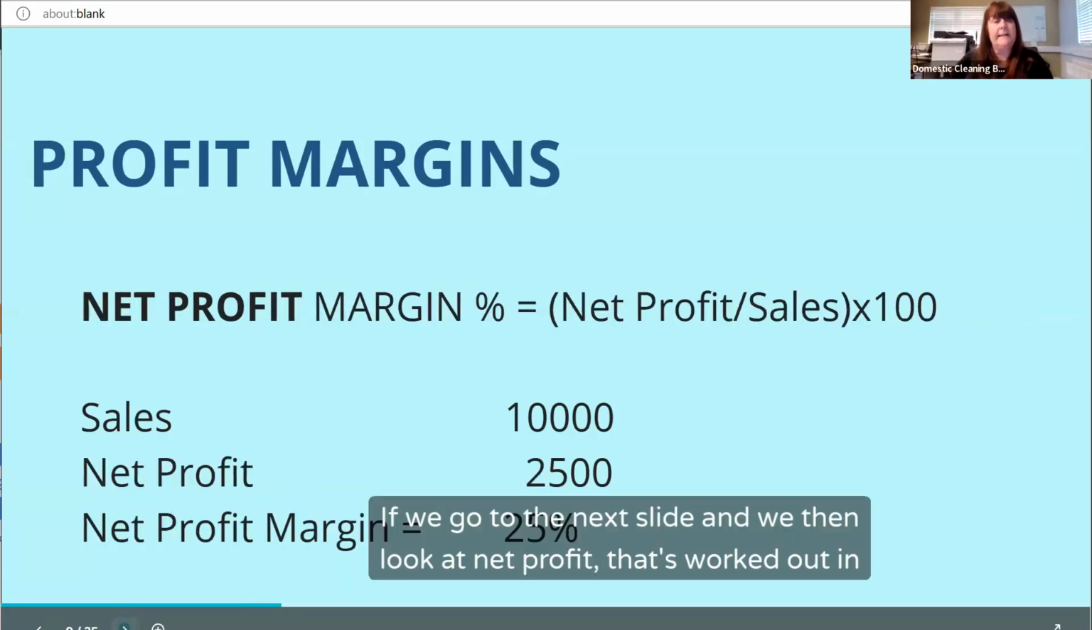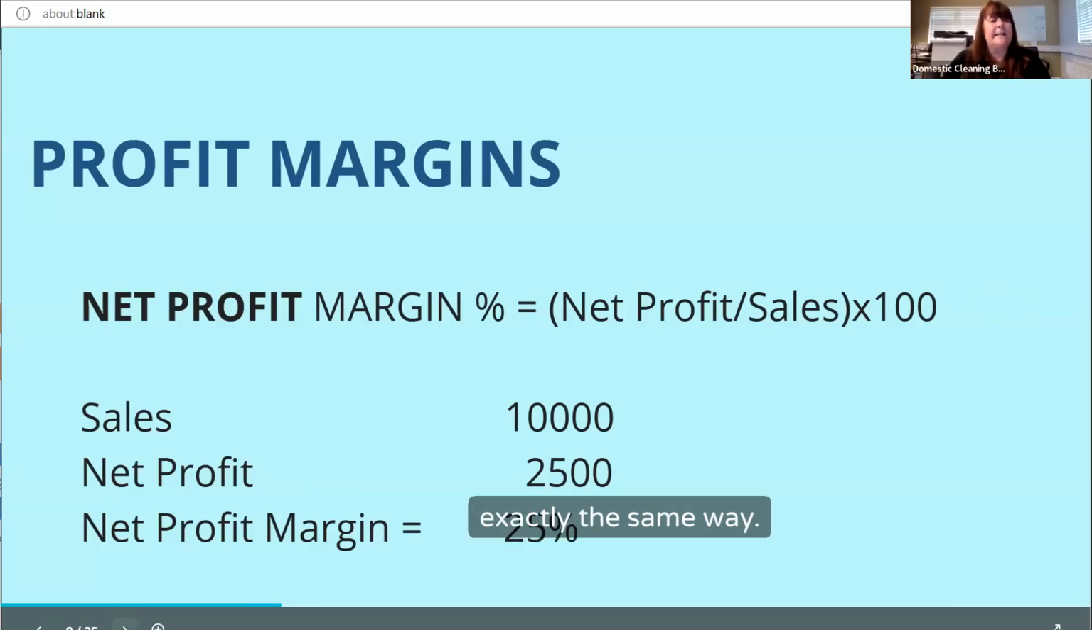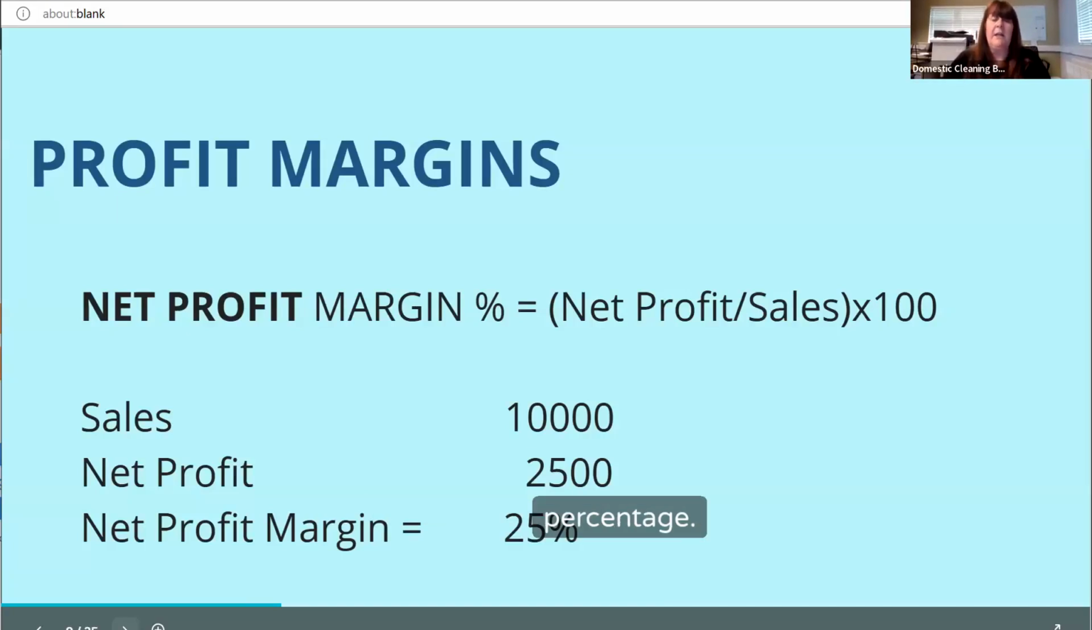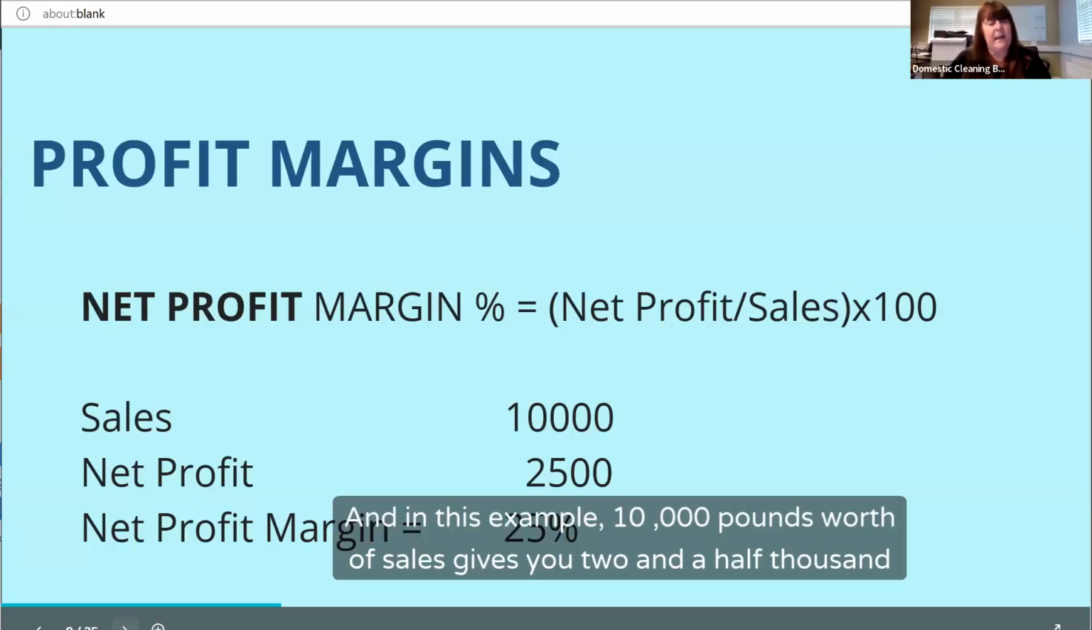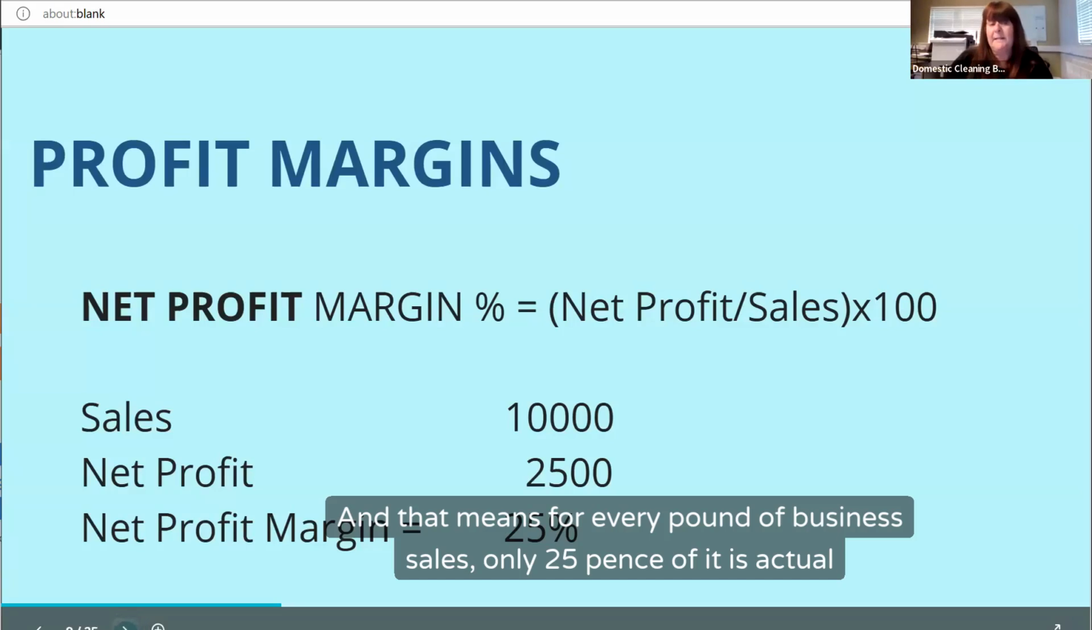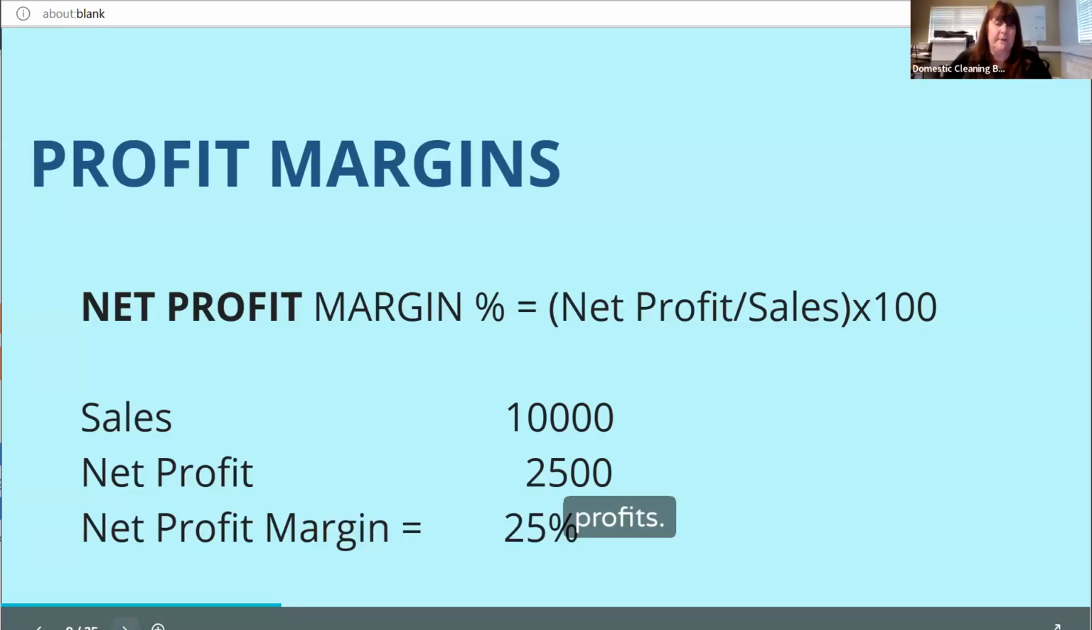Okay, if we go to the next slide and we then look at net profit, that's worked out in exactly the same way. So net profit divided by the sales, then multiplied by 100 gives you the percentage. And in this example, £10,000 worth of sales gives you £2,500 of net profit. So that's a 25% net profit margin. And that means for every pound the business sells, only 25 pence of it is actual profit.